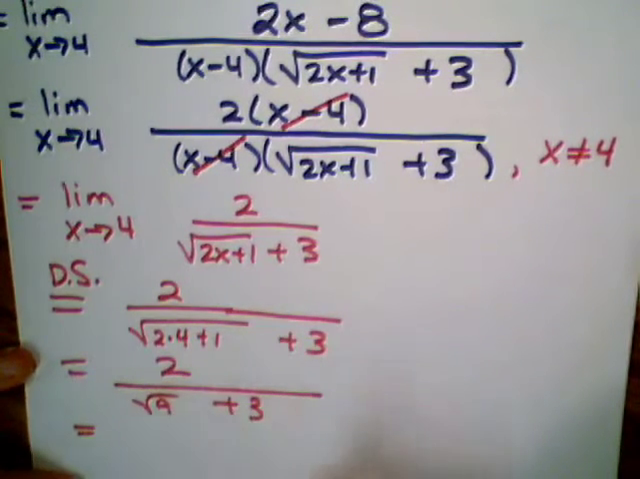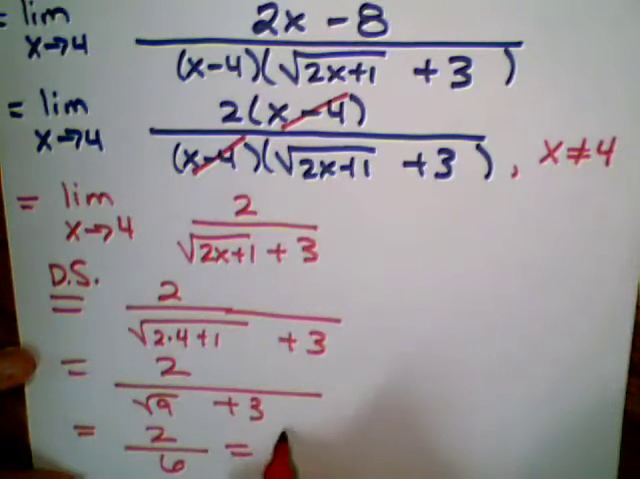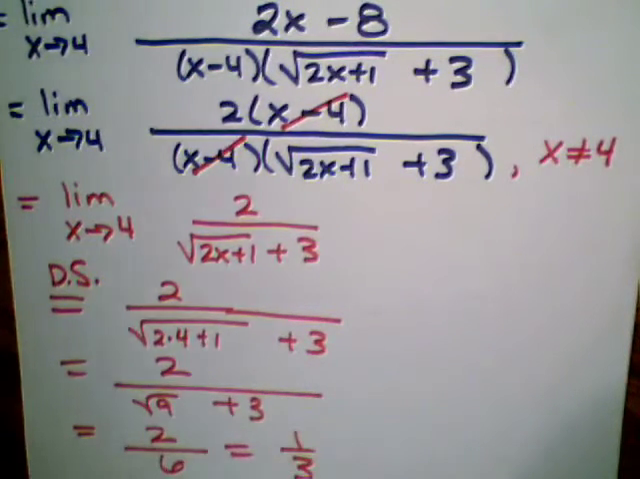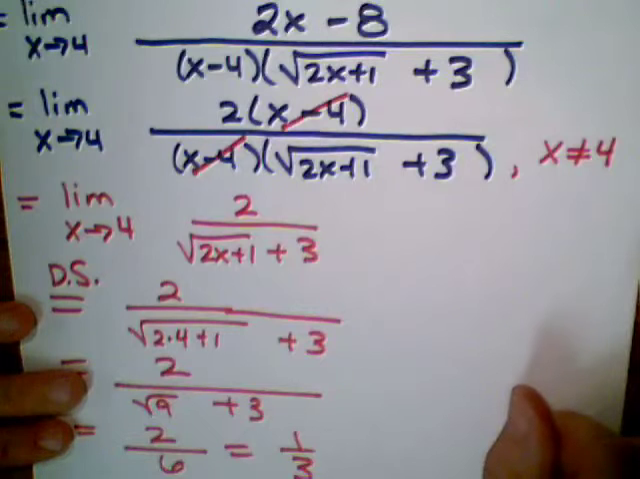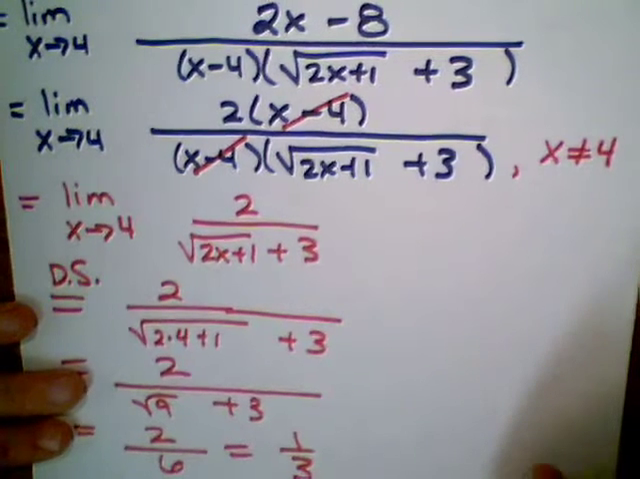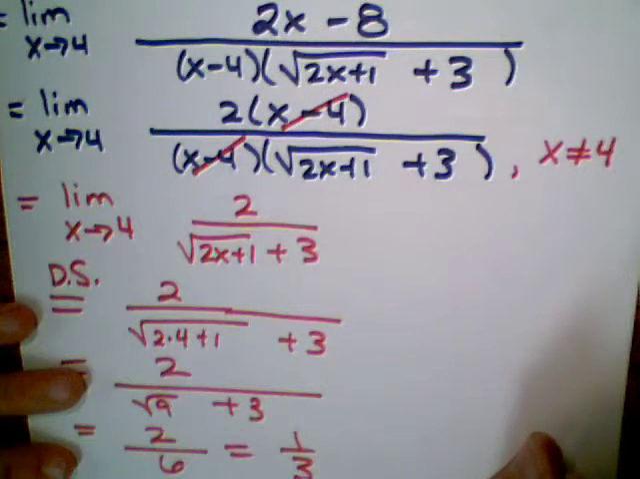And we see that that value simplifies to 2 over 3 plus 3, 2 over 6, or 1/3. Alright, so there were two examples of evaluating limits by rewriting the quotient under consideration.